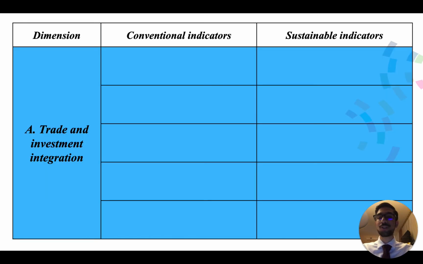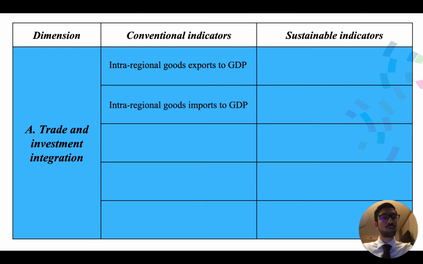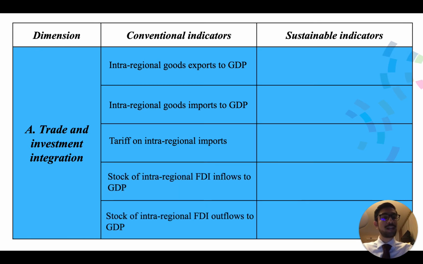We begin with trade and investment integration. A major element of deepening integration is removing barriers to trade and investment between regional partners. Conventional indicators under this dimension focus on intra-regional intensity of both trade and investment flows, as well as barriers to regional trade. Increased intensity of trade and investment between an economy and its regional partners, as well as reduced tariffs between an economy and its regional partners, reflects deeper integration.